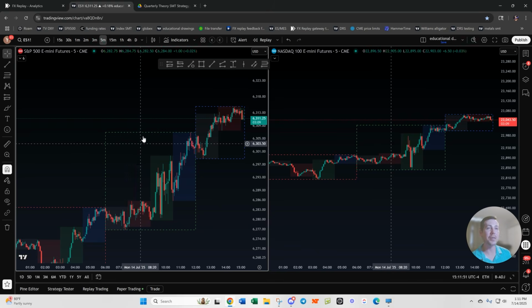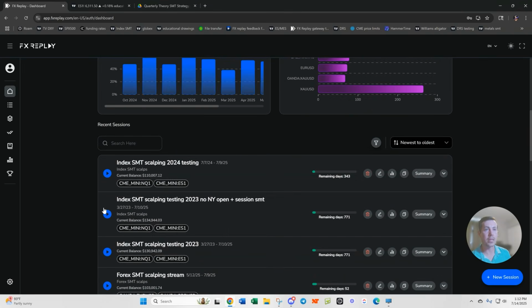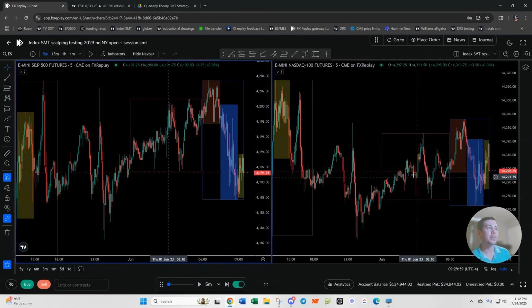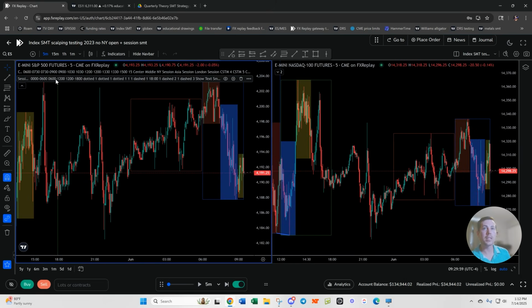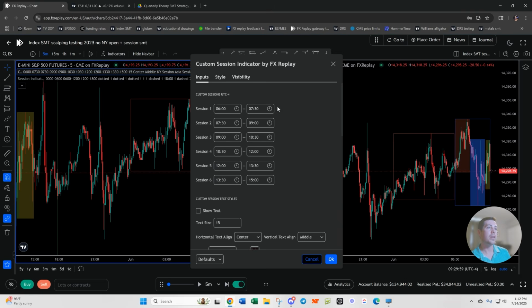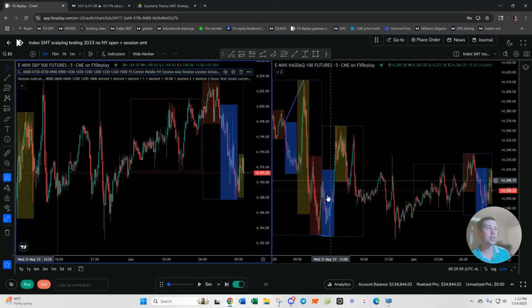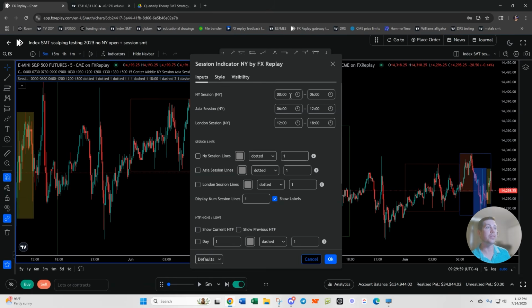And so I was playing around with it, and I was actually able to duplicate this pretty well within FX Replay. I'll just pull up a chart to show you guys what it looks like. Let's go into really any of these. Just pop this one open. So I was able to basically duplicate this indicator for the most part within FX Replay by using the custom session indicator, where I have basically every 90-minute quarter as custom sessions. So for New York session, I can see each of these different 90-minute quarters, and then I used the session indicator New York by FX Replay to get at least 3 of the 4 6-hour sessions.